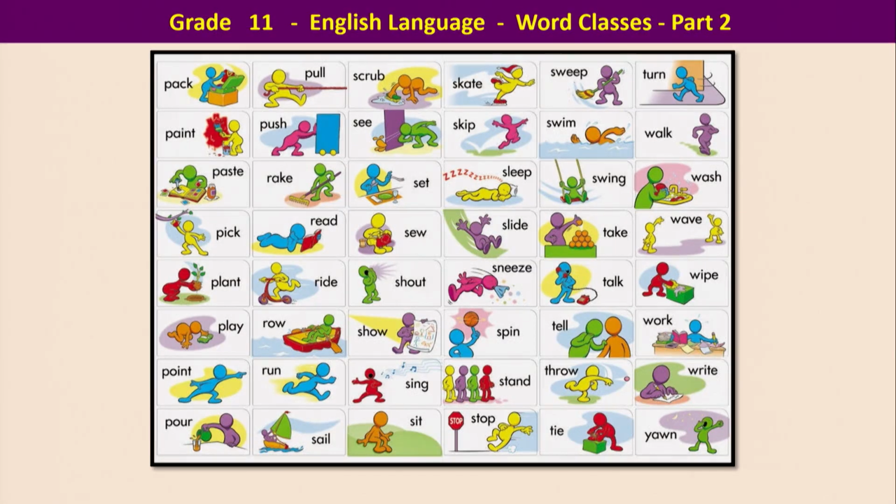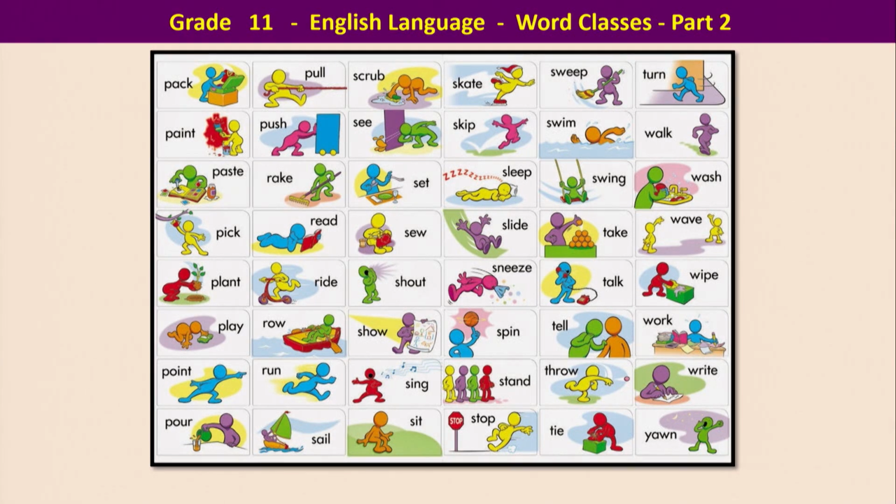Look at the screen. You have a lot of verbs here, along with their pictures, so you can understand the meaning of these verbs by looking at the pictures. What are the verbs? Pack, paint, paste, pick, plant, play, point, pour. Everything that is starting with P. You have pull, push, rake, read, ride, row, run, sail. Look at the pictures and try to understand the meaning of these verbs, children. Scrub, see, set, sew, shout, show, sing, sit.